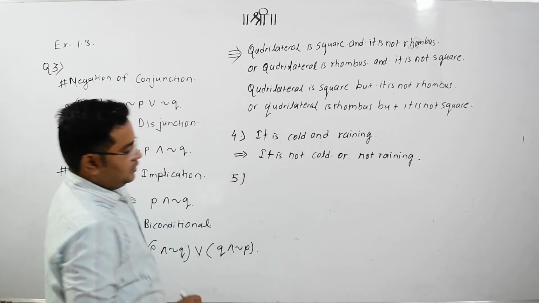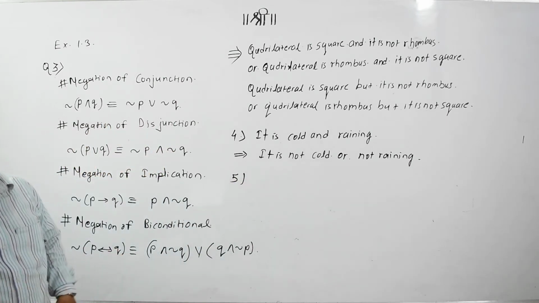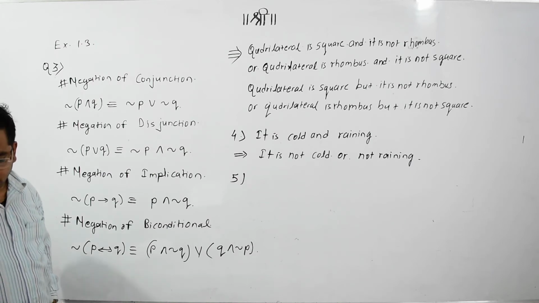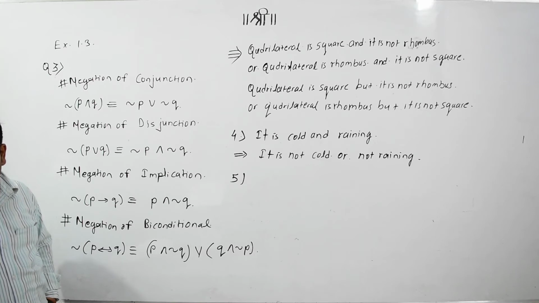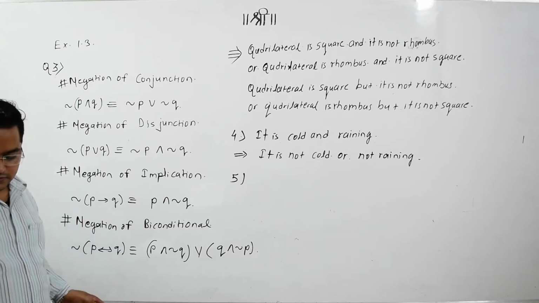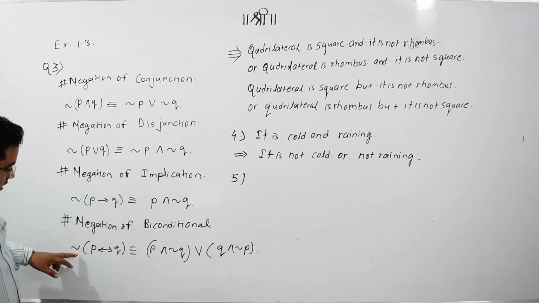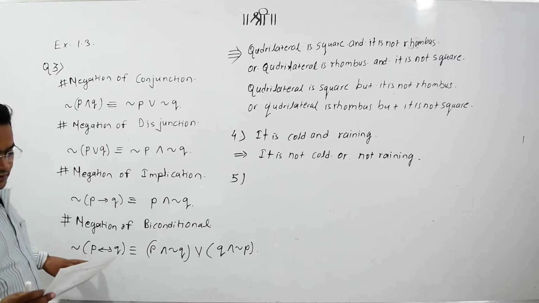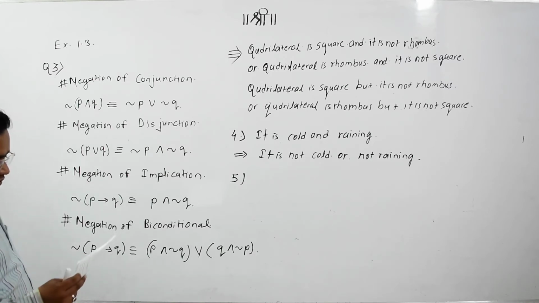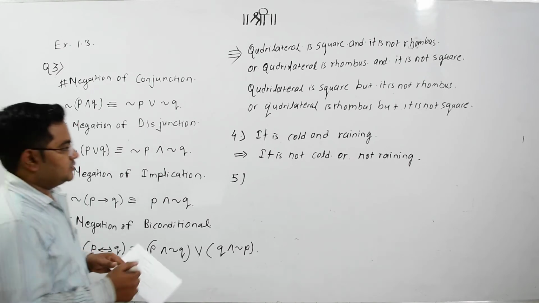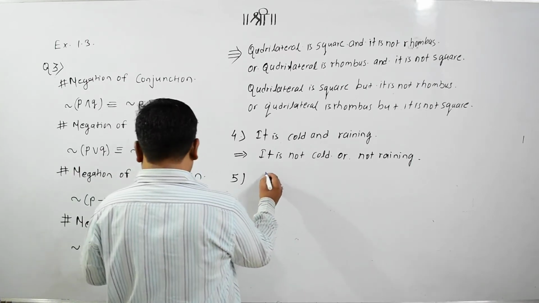Now question number 5. Question number 5 says something like this: if it is raining, then we will go and play football. So this question relates to what? Implication, yes, of course. So here there are two statements. Okay, no, three statements. The first statement is what? It is raining. So I would like to first write it.